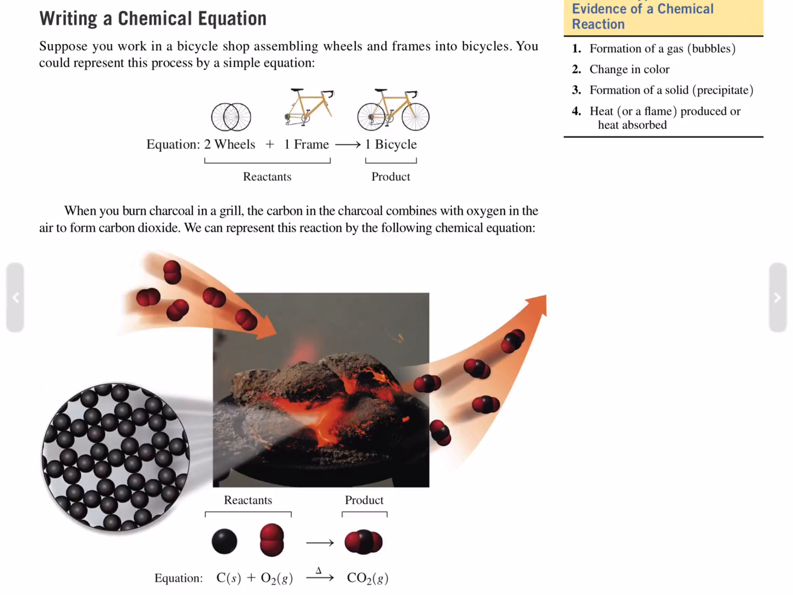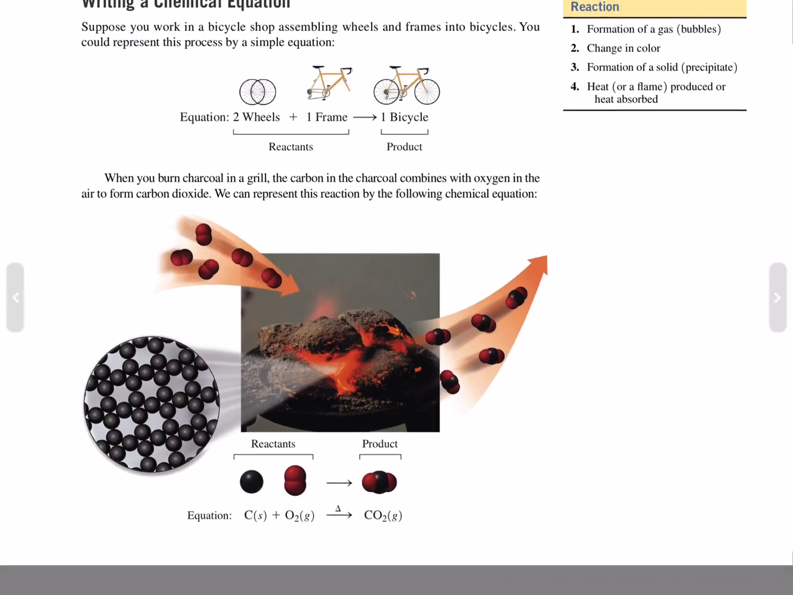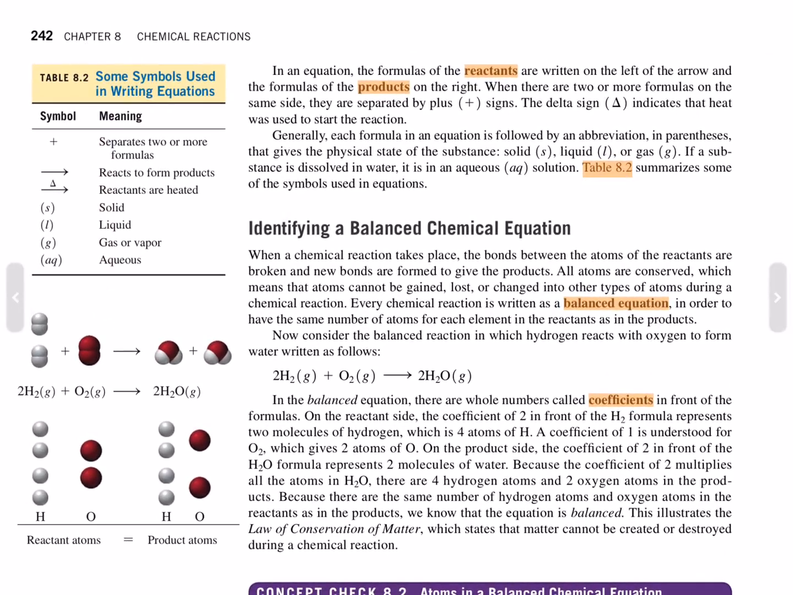When you burn charcoal in a grill, the carbon in the charcoal combines with oxygen in the air to form carbon dioxide. We can represent this reaction with the following chemical equation. C solid plus O2 oxygen gas yields CO2 carbon dioxide gas. In an equation, the formulas of the reactants are written on the left of the arrow and the formulas of the products on the right. When there are 2 or more formulas on the same side, they are separated by a plus sign. The delta sign indicates that heat was used to start the reaction.